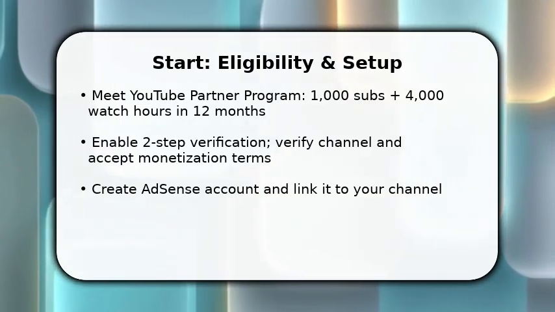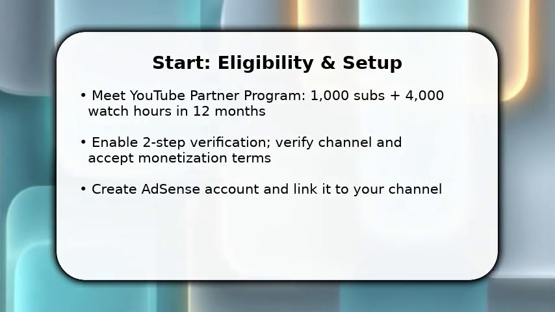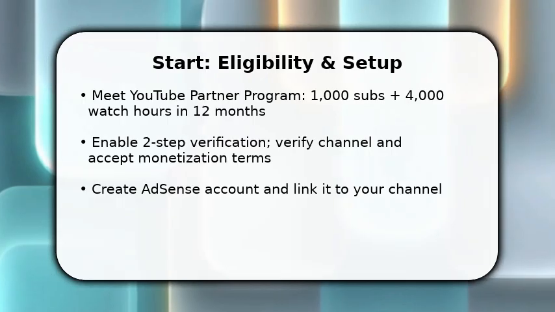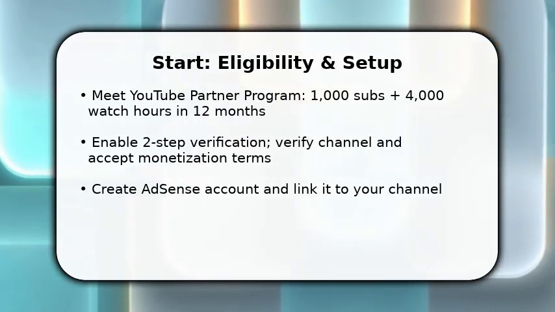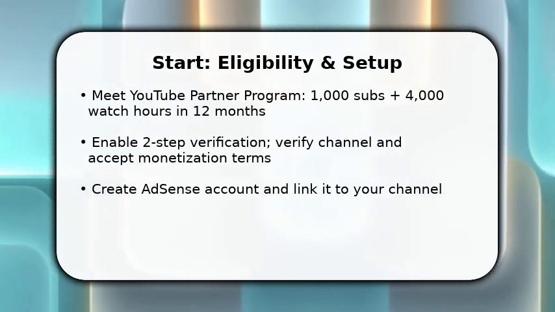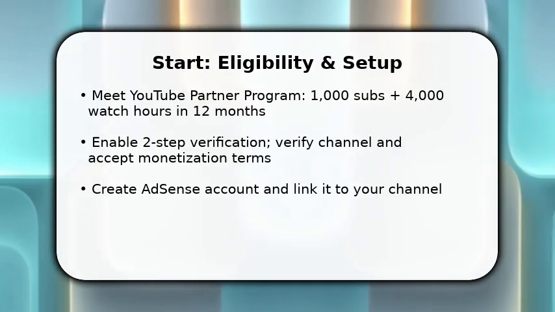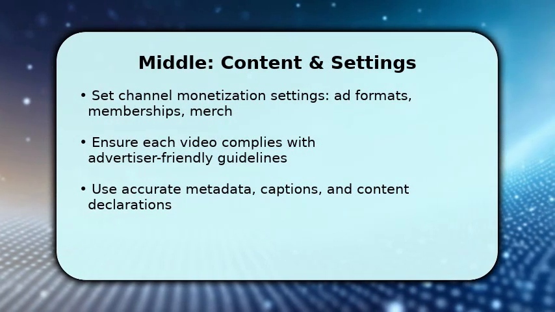Next, go to YouTube Studio, open Monetization, accept the partner program terms, and click to create or link an AdSense account. You do this now because payments, policy checks, and revenue routing require an active linked AdSense profile before publishing monetized content. Now focus on the content and channel settings that determine revenue.